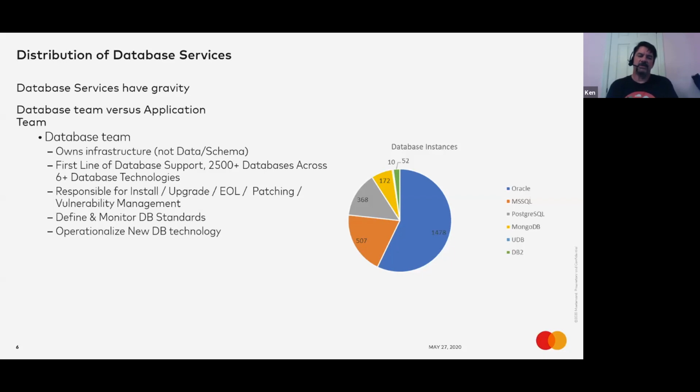And the team also is responsible for defining and monitoring the different standards that need to be created around how to manage and maintain and support the databases and the schemas within those databases, along with how we operationalize any new technologies that are needed by the business.